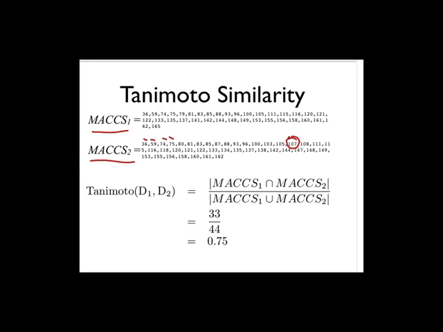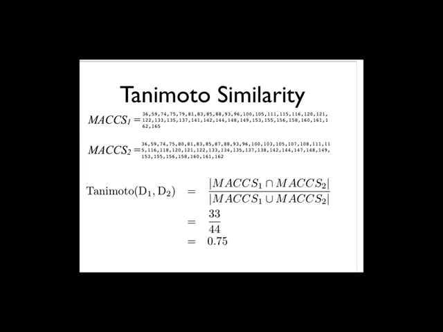So the Tanimoto similarity is defined as taking the intersection of the two and dividing it by the union of the two. In this case, there are a total of 44 among both, but only 33 of them are in common to both sets, so you give it a Tanimoto similarity of 0.75. And it turns out that Tanimoto similarity is actually a pretty good way to compare chemicals.